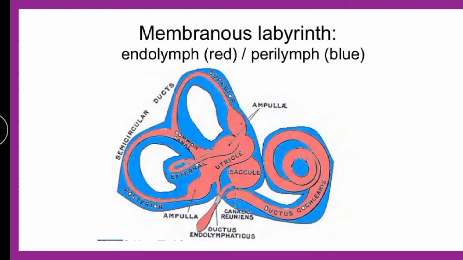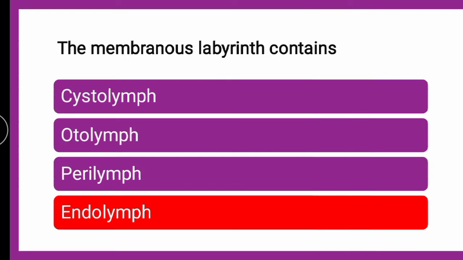Now, the membranous labyrinth here, it is endolymph or perilymph. But when you talk about the labyrinth, there are two parts, membranous labyrinth and bony labyrinth. So the membranous labyrinth contains endolymph and the bony labyrinth contains perilymph. Perilymph is the covering, or the outer portion, to the endolymph. So the correct answer is endolymph.